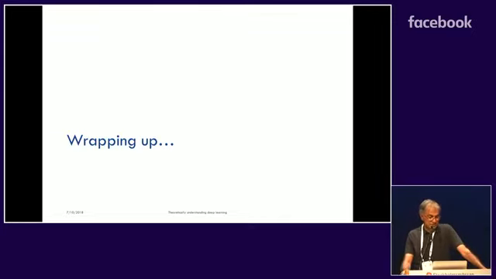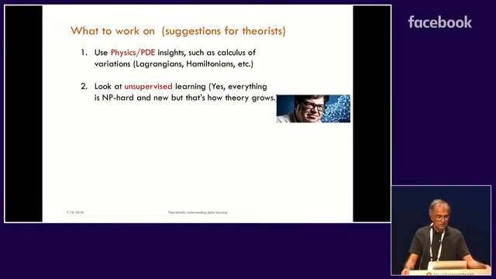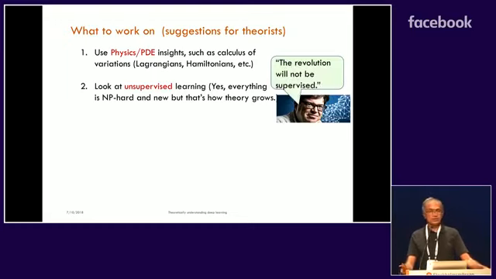So, wrapping up, what to work on? These are suggestions for theorists. Here are some things that I would love to understand more myself. Use insights from physics and partial differential equations. There are a lot of ideas like calculus of variations, which I wish I had learned more about in my undergrad days. And I think those are very relevant, and there are people working on them now. Look at unsupervised learning, if that wasn't clear so far. That I find very fascinating.